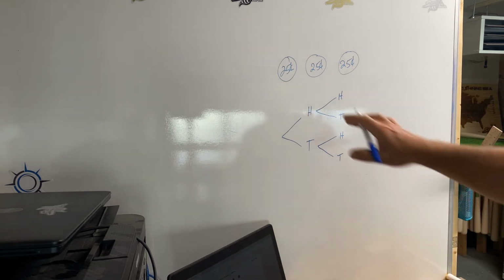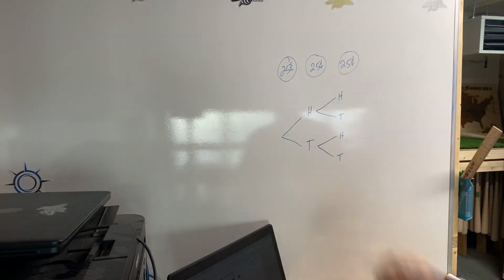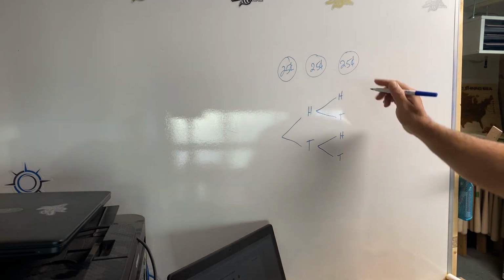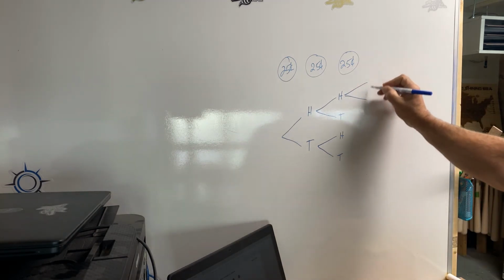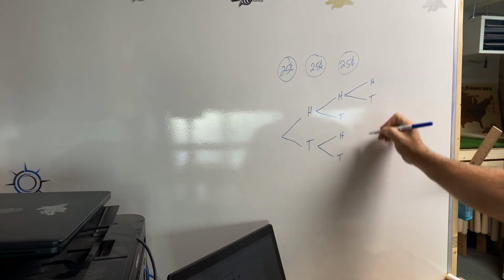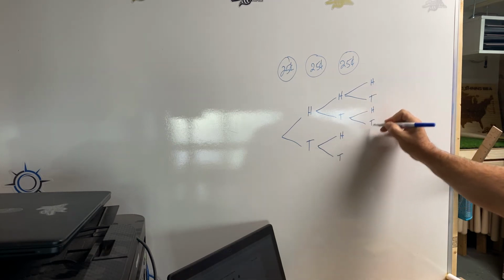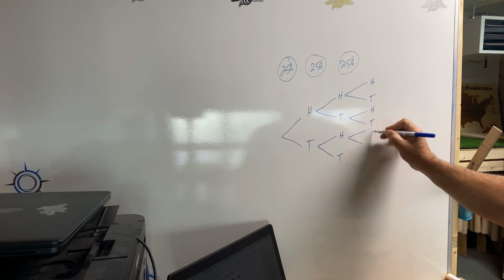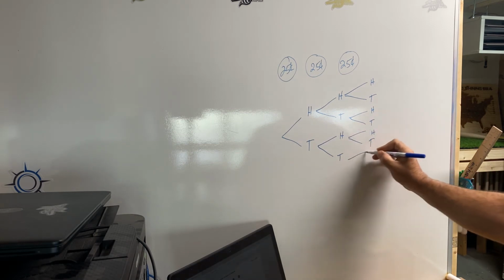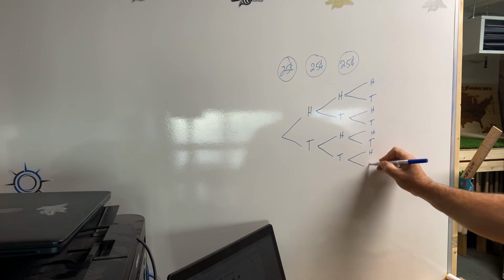Now we've gone through coin 1, coin 2. Now I'm going to flip coin 3. Coin 3 could also produce a heads or a tails, for each of the branches.